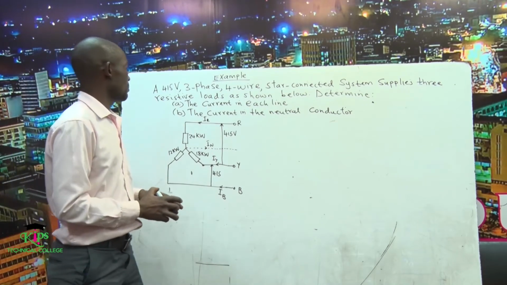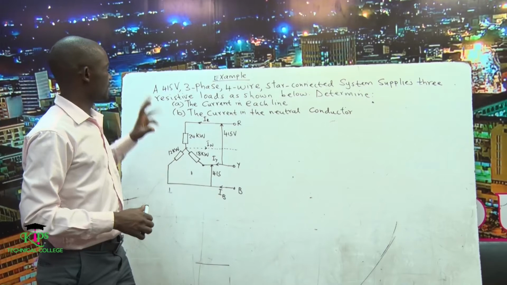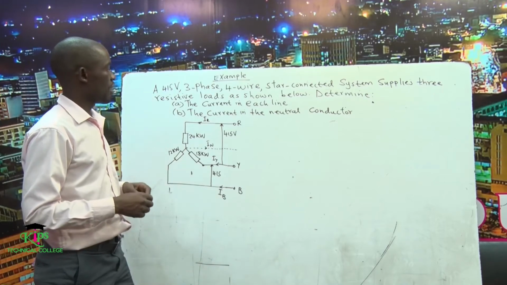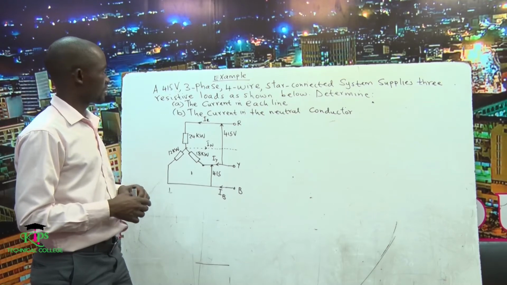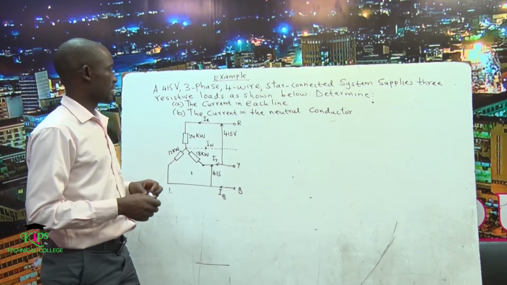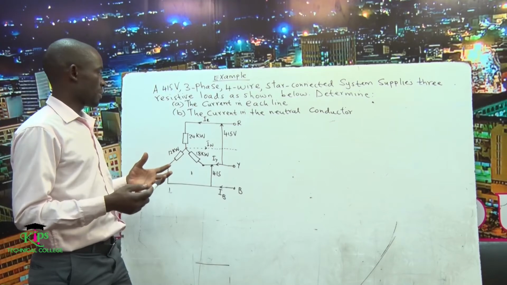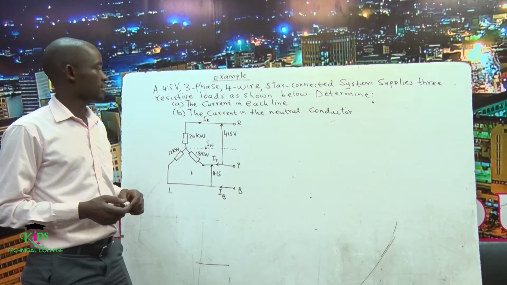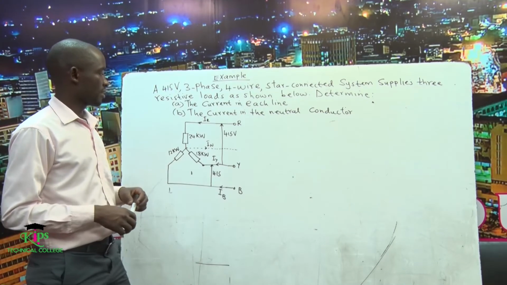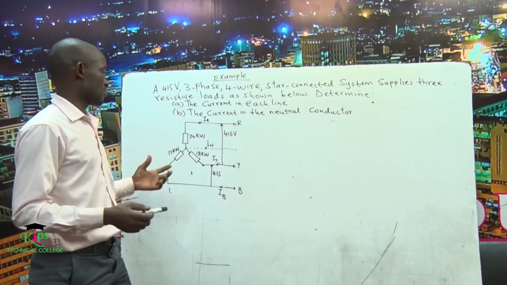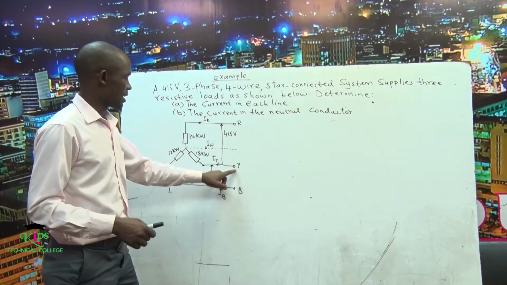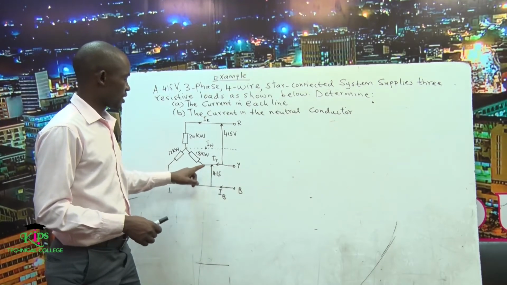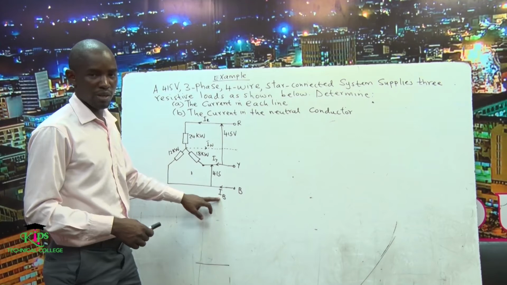We take this example: a 415 three-phase, 4-wire, star-connected system supplies 3 resistive loads as shown below. Determine the current in each line. Then the second part, the current in the neutral conductor. Basically, we have to get the current flowing in the red phase, the current flowing in the yellow phase, and the current flowing in the blue line.